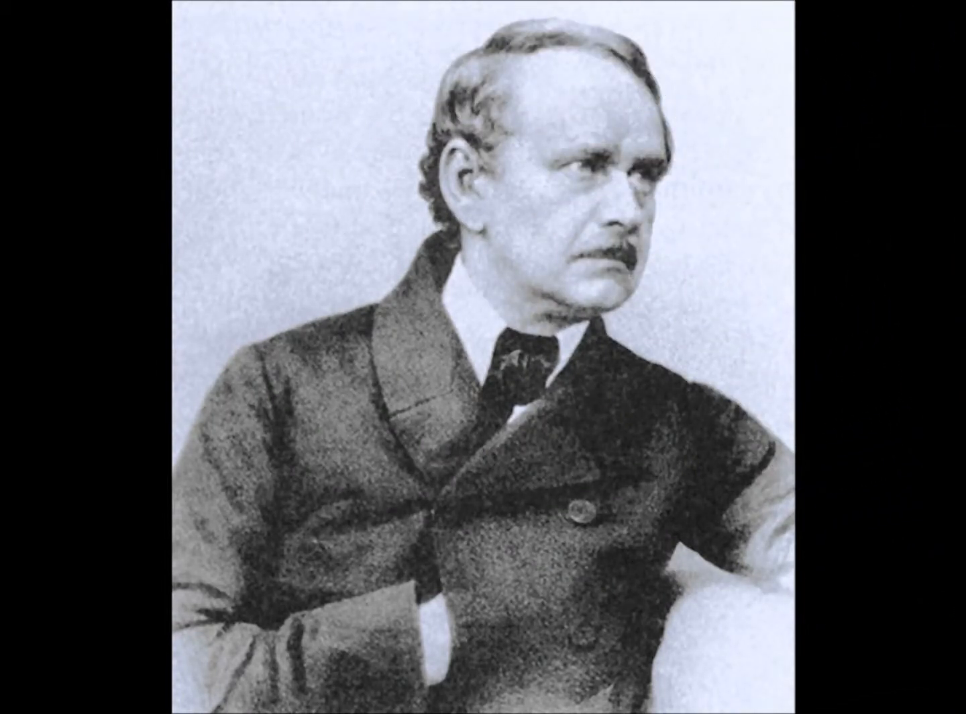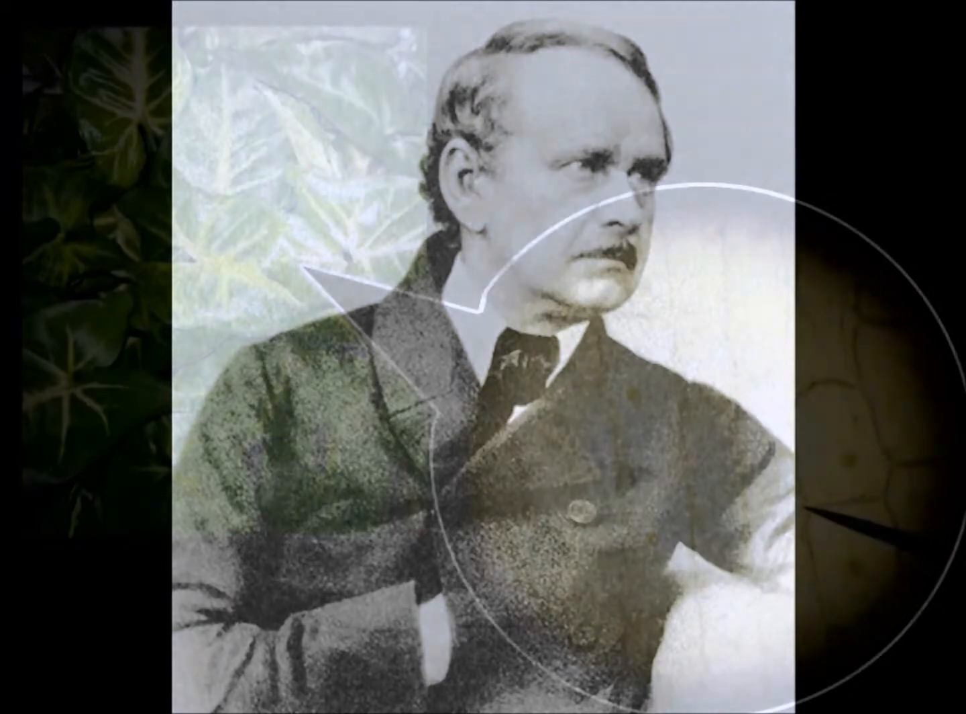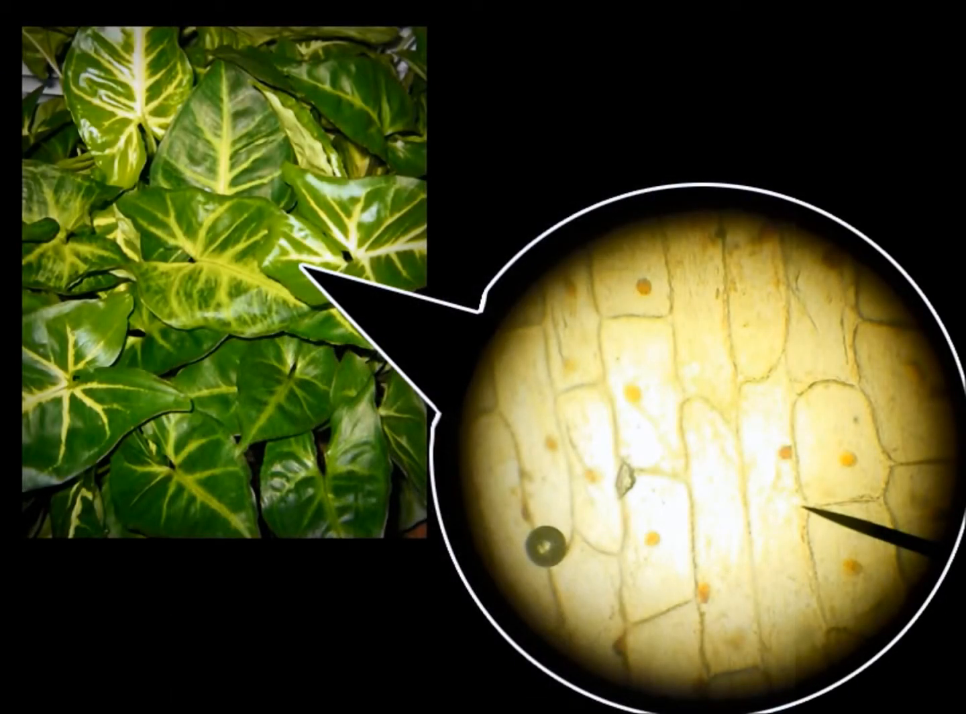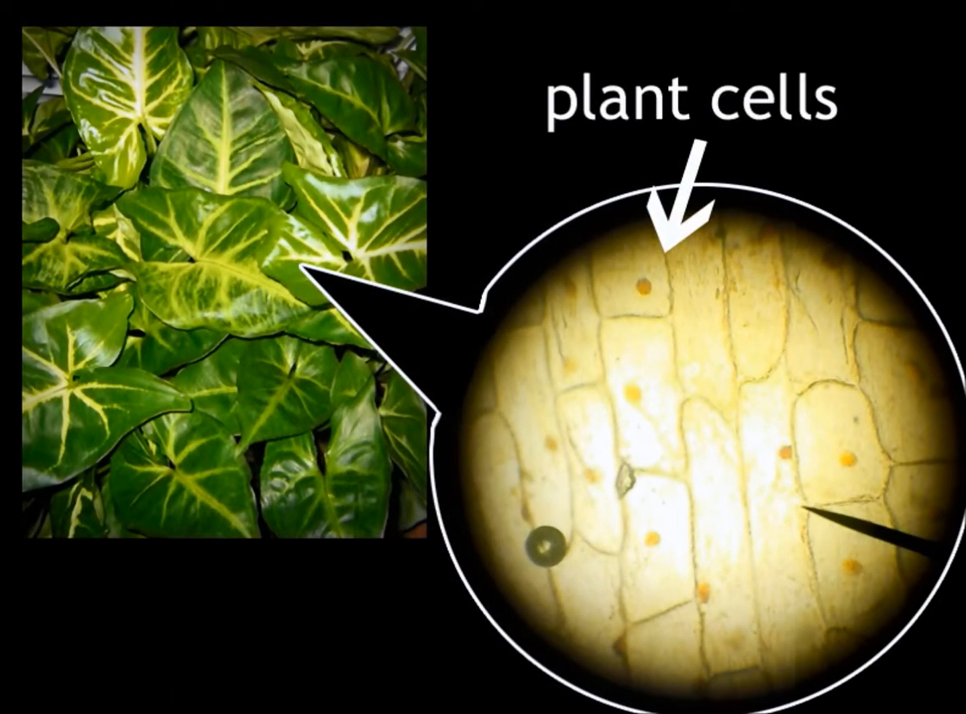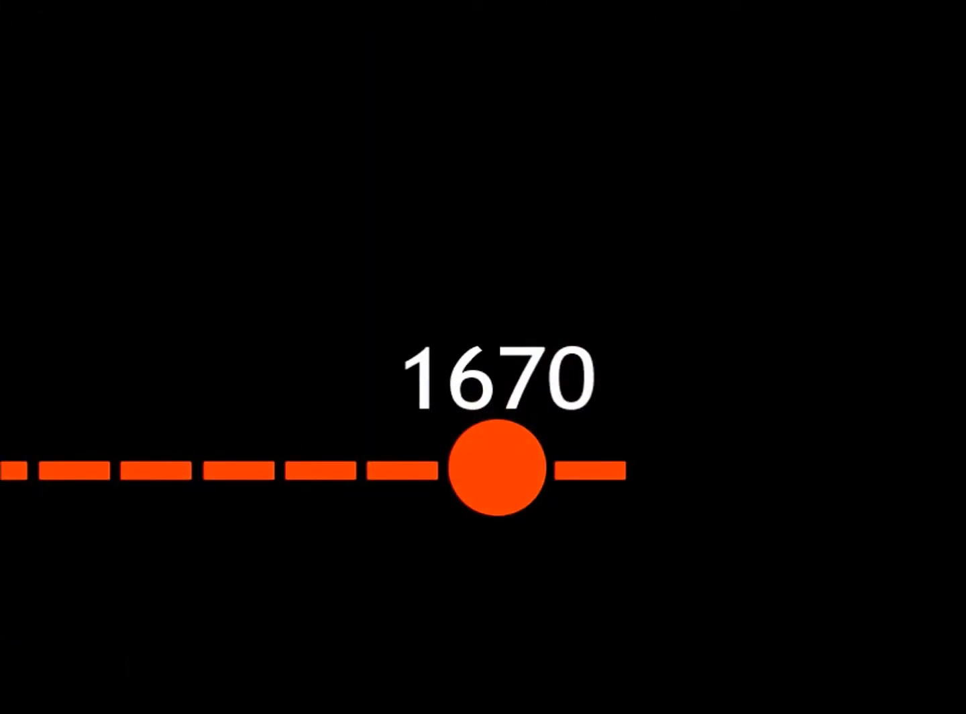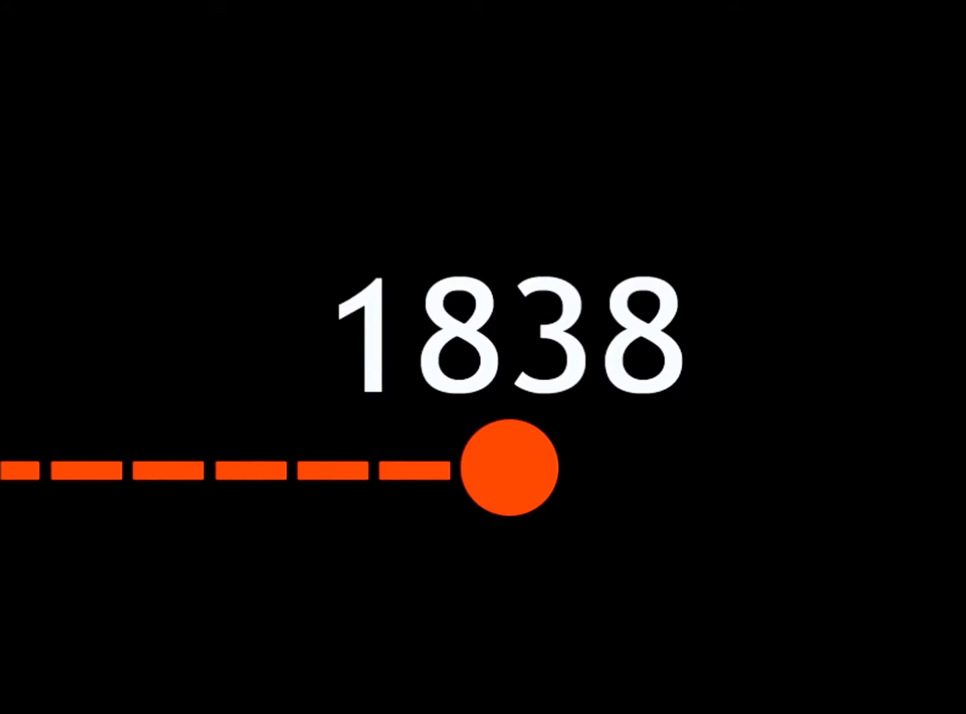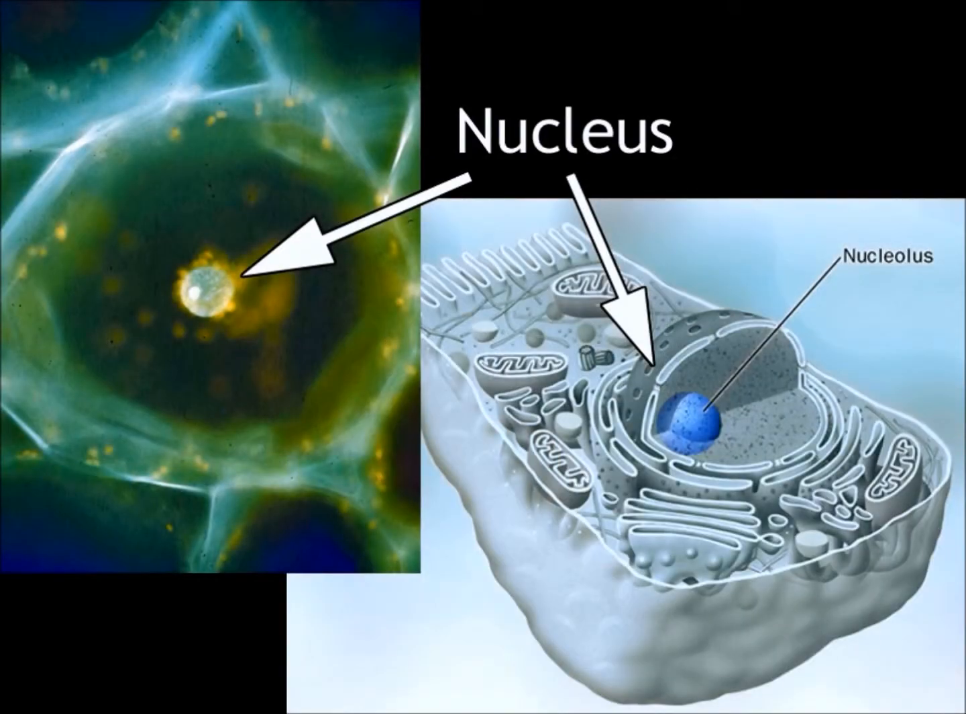Matthias Jacob Schleiden was a German botanist, someone who studies plants. He looked at parts of plants using microscopes and found out that plants are made up of cells. In 1838, he made another important discovery. He saw the nucleus, a cell's brain, of a plant cell. Schleiden's observations brought attention to the processes that happen at a microscopic level.